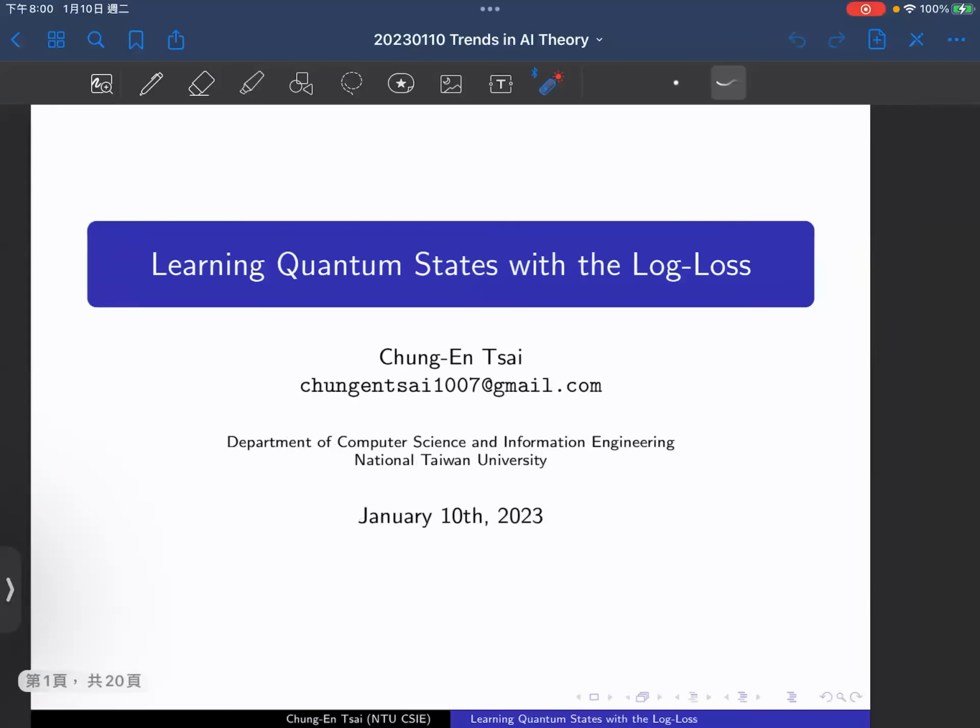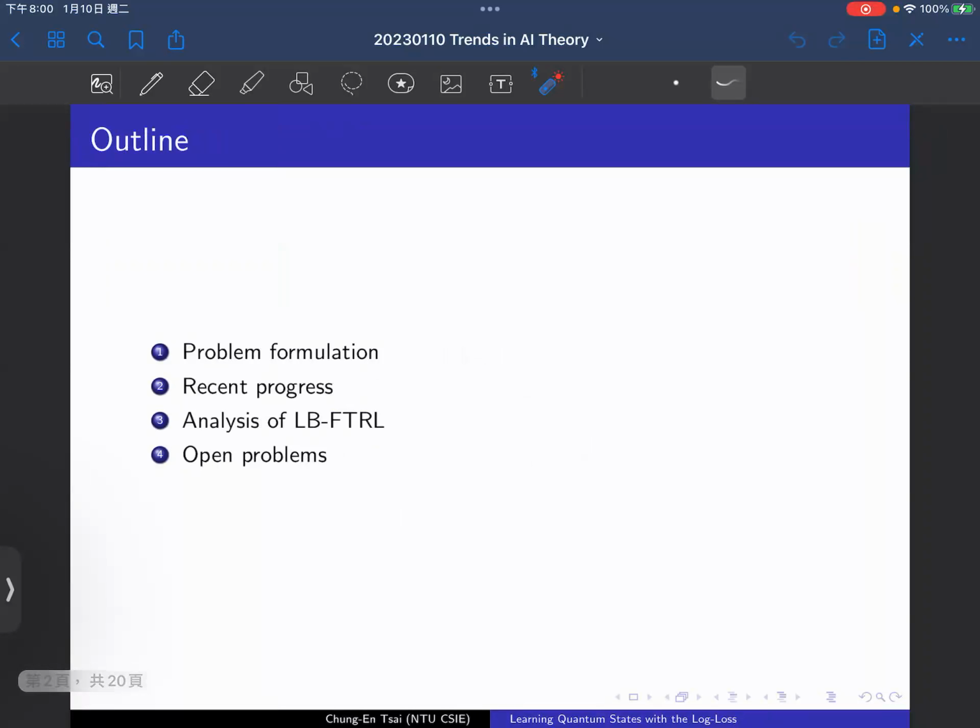Okay, and this will be today's outline. We will first introduce the problem formulation, and then we will see some recent progress on this problem. And then if time permits, we'll present the following the regularized leader approach. And at last, we'll discuss some open problems on this topic. If you have any problem during the talk, feel free to interrupt me.